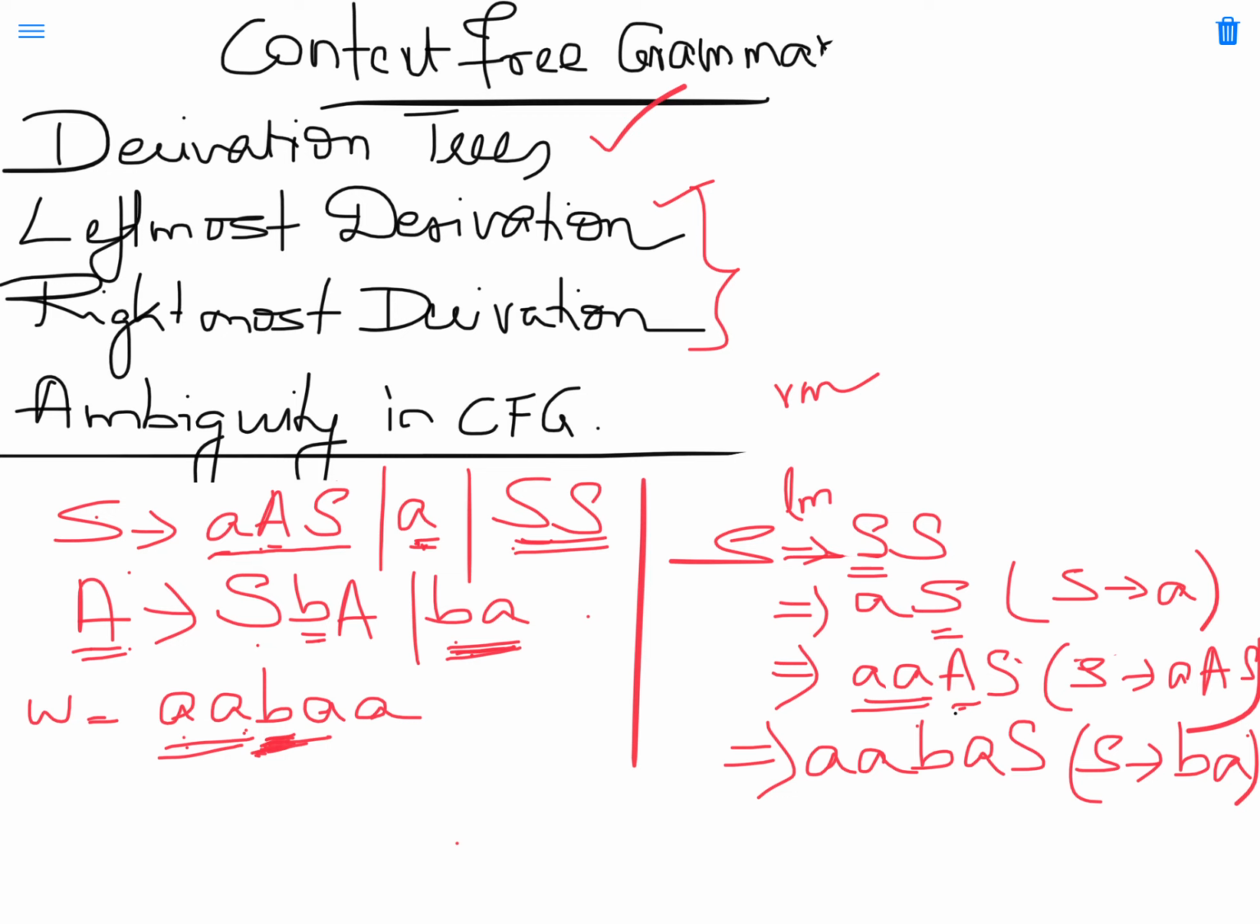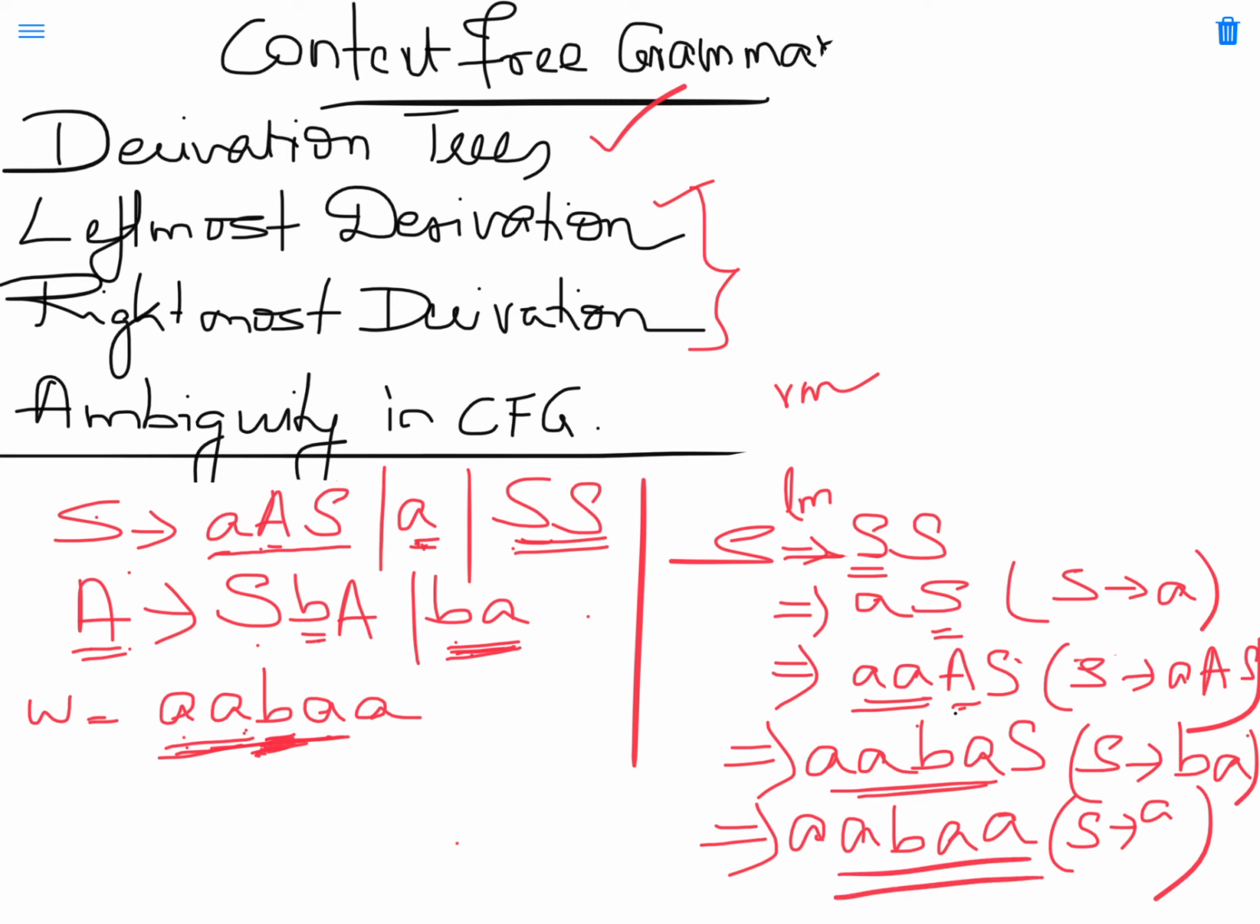Okay, now one more. Now the first four symbols got matched over here, and finally which one do you have to use? AA, BA, A. Second production of the S. S gives A. Okay, so now you have got the string AABA.